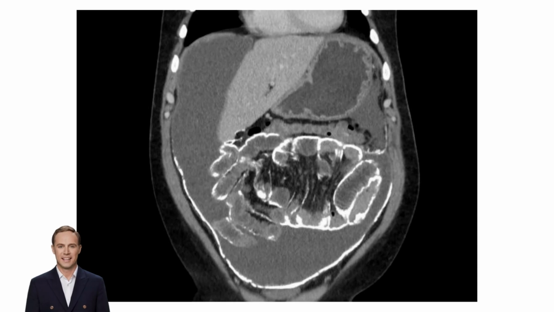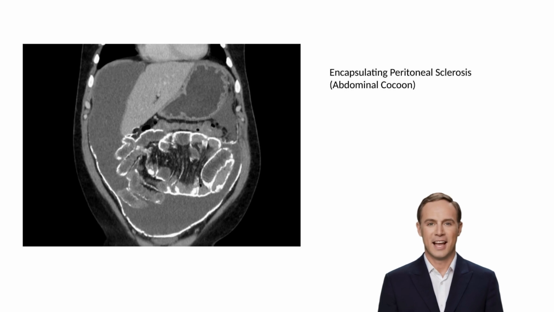Okay, so this is the next case. A coronal CT section is provided showing some calcification along the peritoneal surfaces. What do you think it is? This was actually a case of encapsulating peritoneal sclerosis, also called abdominal cocoon. We can see widespread thickening and calcinosis of peritoneal reflections. This disease entity is one of the complications of peritoneal dialysis, something to remember.